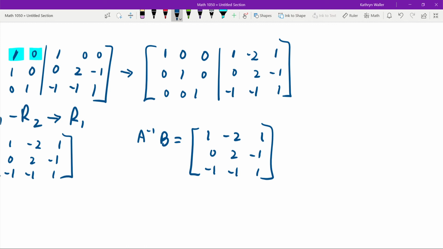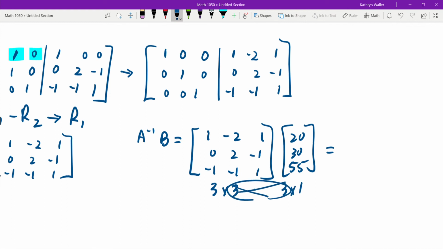What is B? The right-hand side of the original, which is, what is it? 20, 30, 55. Now, the inverse is a 3 by 3. B is a 3 by 1. Can I multiply those? Yes, I can. The answer is going to be 3 numbers down, 1 number across.